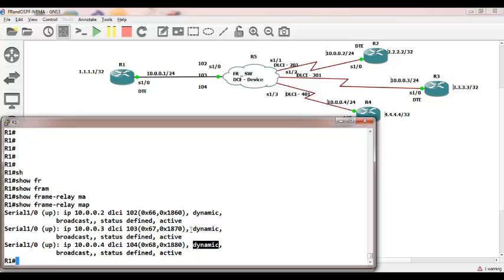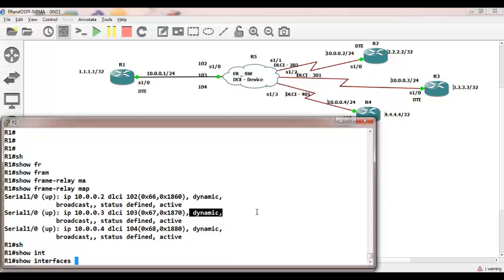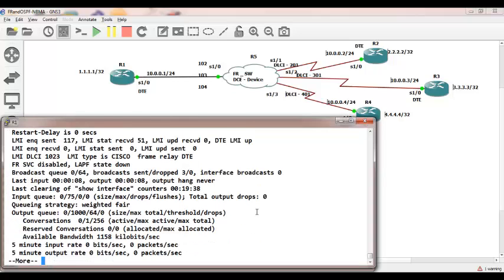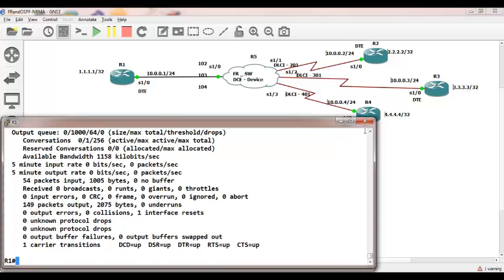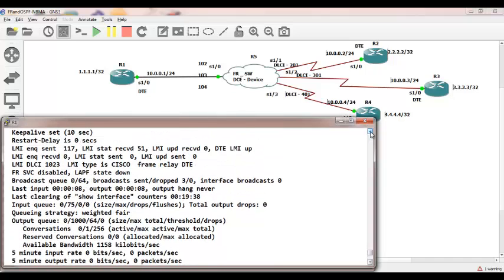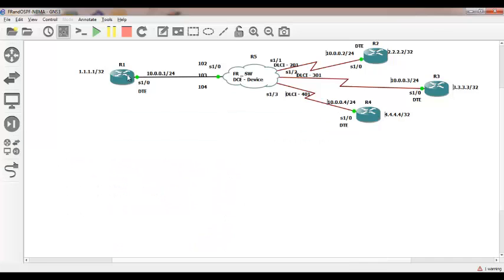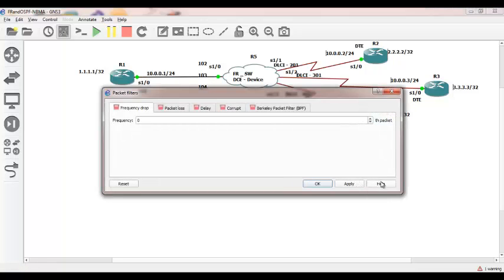Using a protocol called inverse ARP. Inverse ARP. Let me show you. Show interface serial 1/0. Using this as a source, DLCI number, it has learned using inverse ARP. Let me capture and show you. Let us capture using Wireshark, which is our favorite troubleshooting tool.